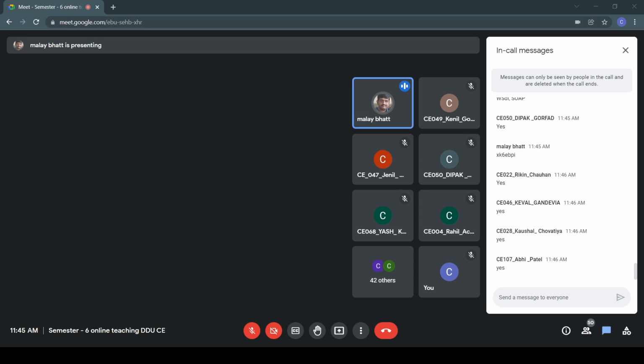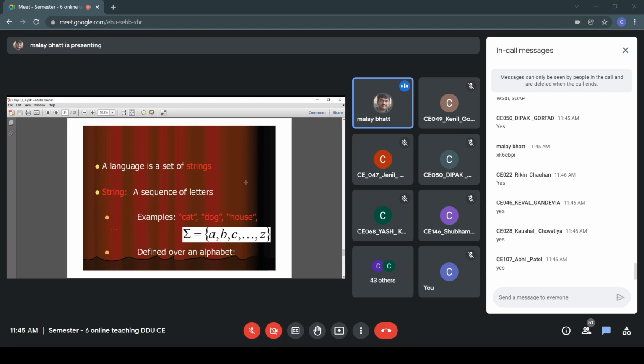So now when we consider a language, we know that a language is nothing but a set of strings, and a string is nothing but a sequence of letters. If we consider the English alphabet of 26 letters, then the various combinations of this alphabet will make a string or a word of the language. Here you can see some examples. By concatenation of C, A and T, we get the word cat. Similarly, by concatenation of D, O and G, we get the word dog, which is nothing but a string.